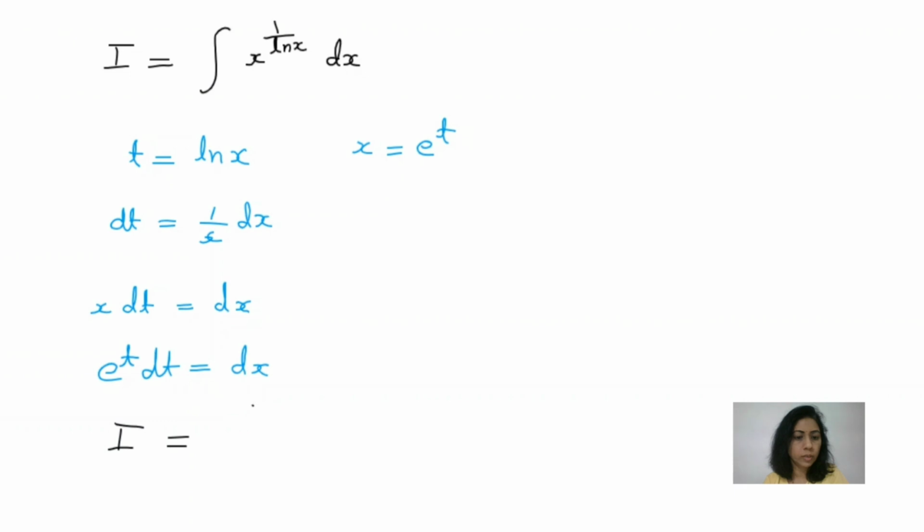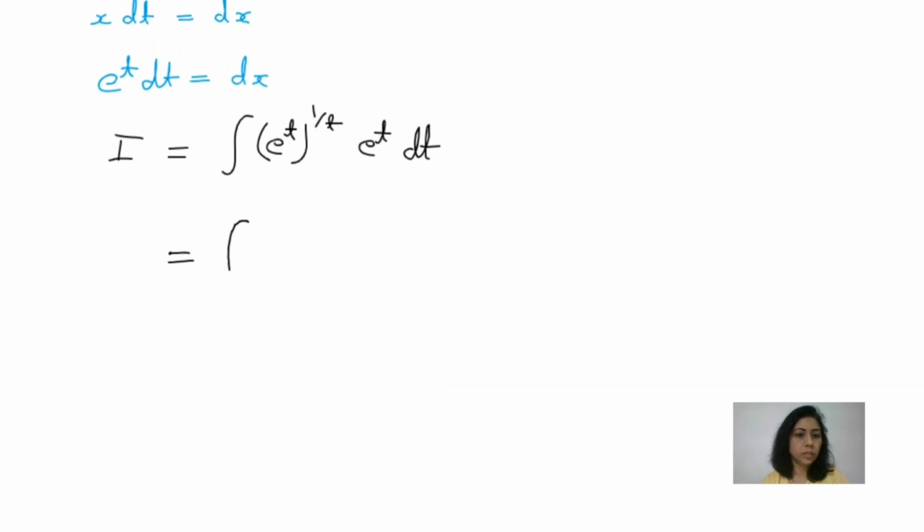So I is equal to integration x, we can write e to the power t, and to the power ln x, that is t, so 1 upon t. Okay. And dx value we can write e to the power t dt. Now we can simplify this. So integration e to the power t to the power 1 upon t, powers multiply, and t times 1 upon t will be 1. So e to the power 1 is just e, and this is e to the power t dt. And here e is constant, so we can write e outside the integration, e to the power t dt.